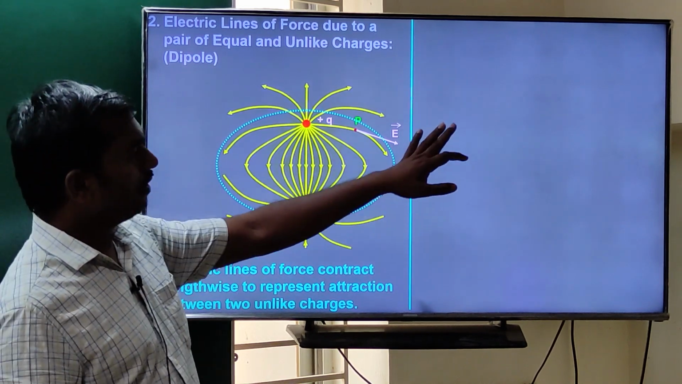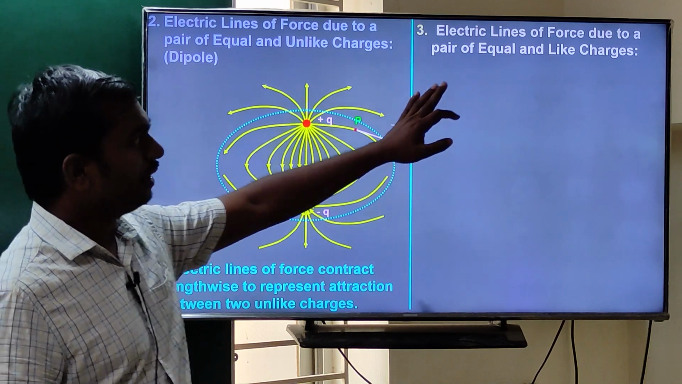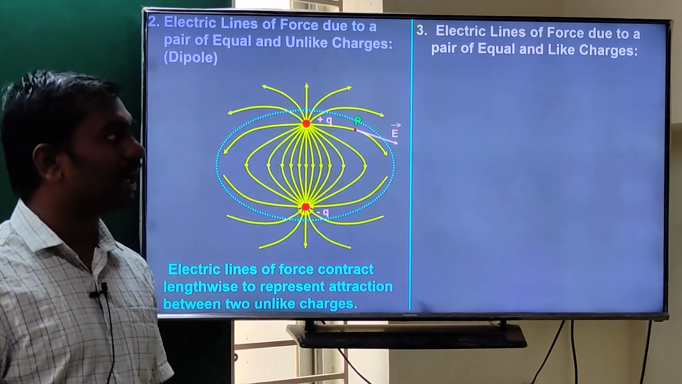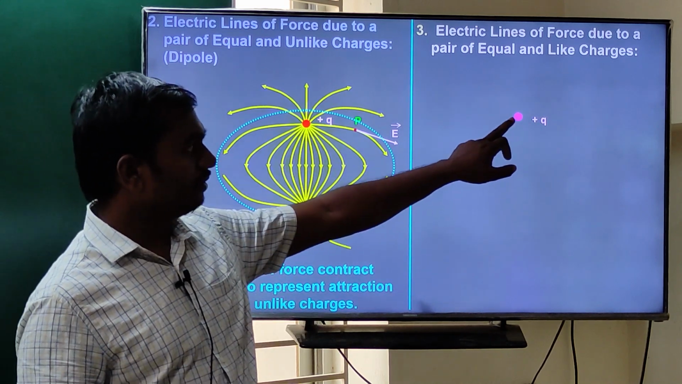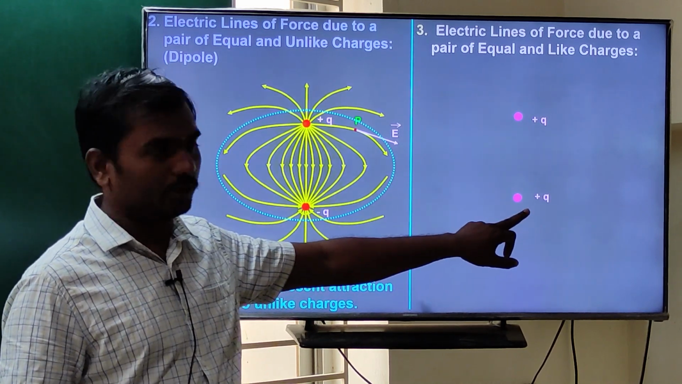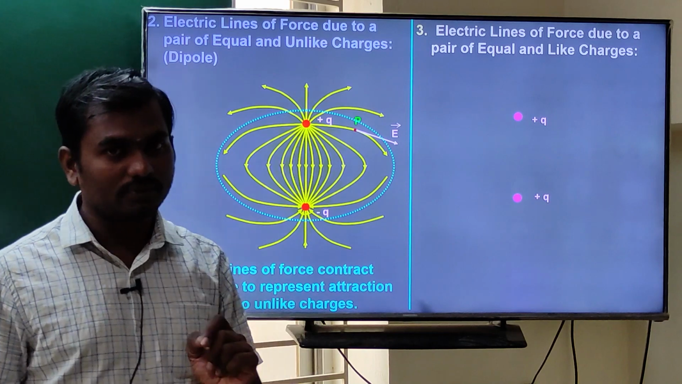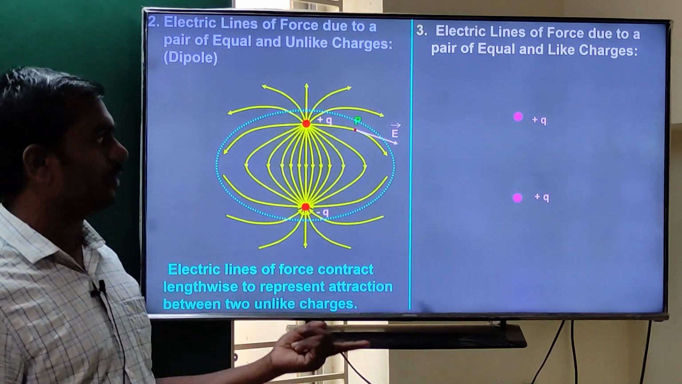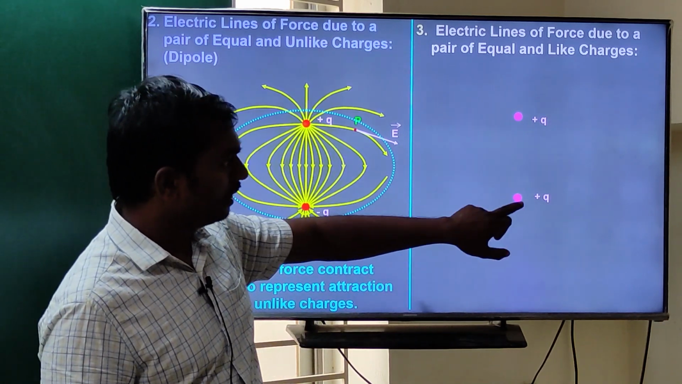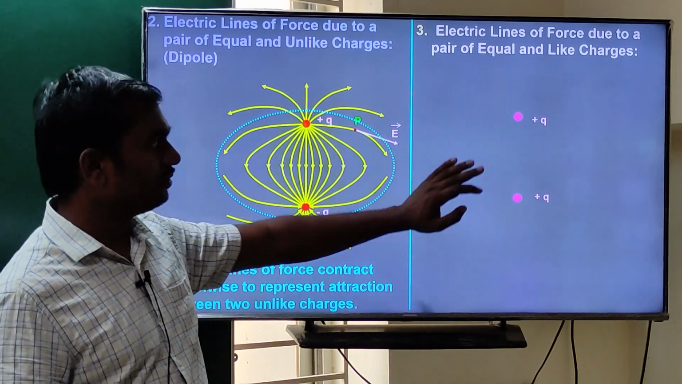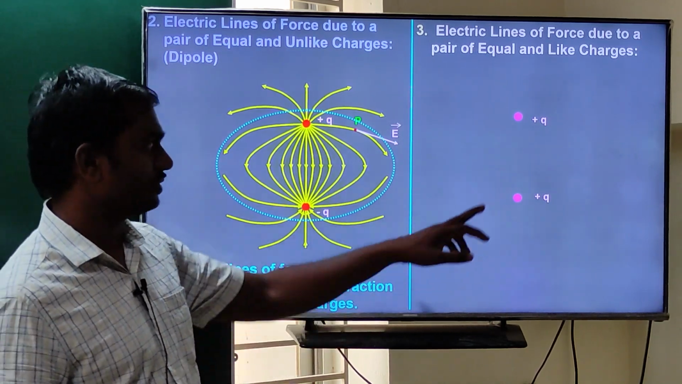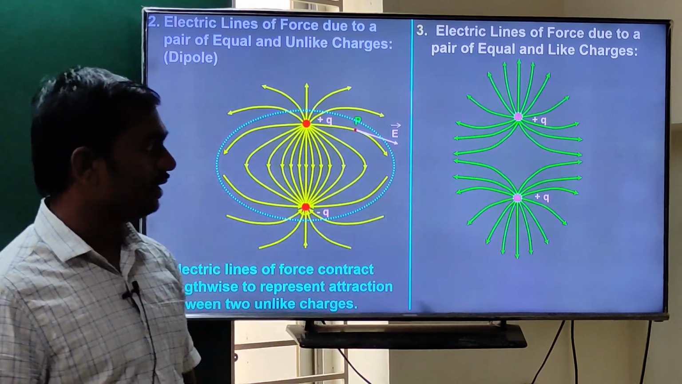Next we will take electric lines of force due to a pair of equal charges, or like charges. We have a positive charge and another positive charge. We know that electric field lines originate from the positive charge. So here we have both positive charges, and from both positive charges we get electric field lines of force. See the representation like this.